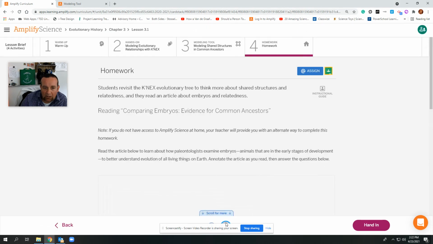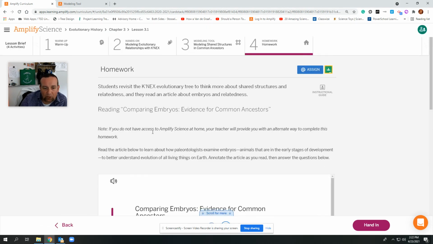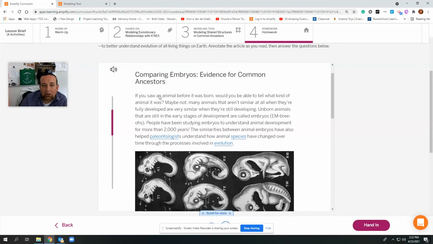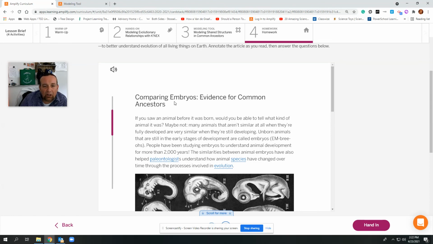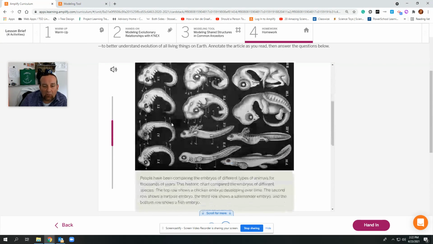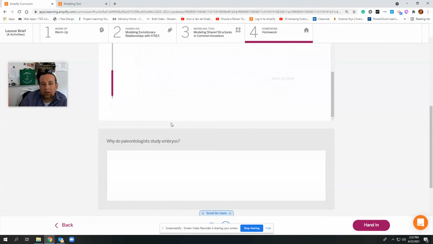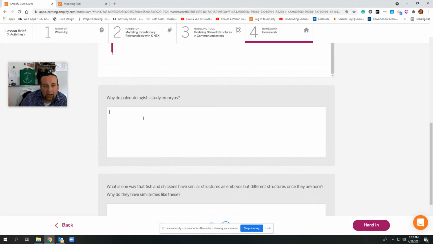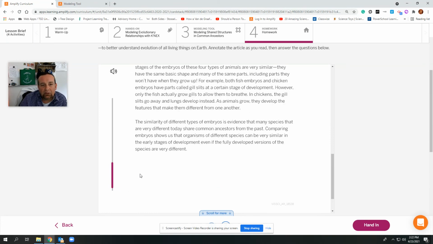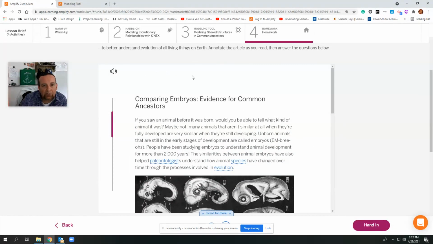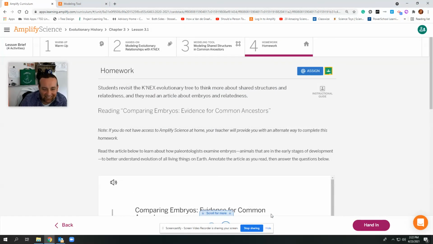So let's go ahead and go to page 2 of your homework, and we're going to be looking at babies, little embryos. So read this article comparing embryos, evidence from common ancestors. Read this article and then answer these two questions down below. Push your hand in button, and you will officially be done with lesson 3.1. Awesome.